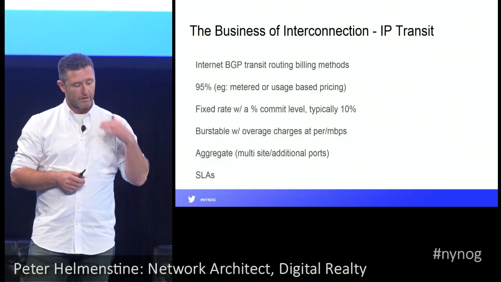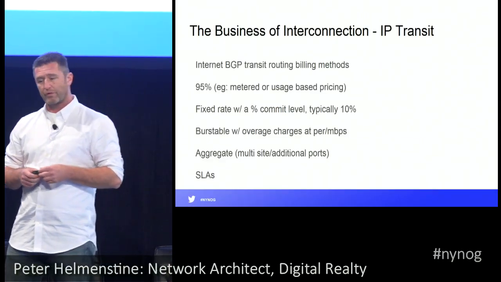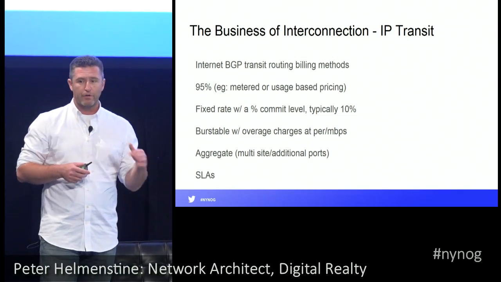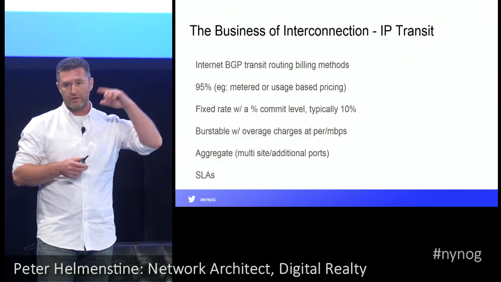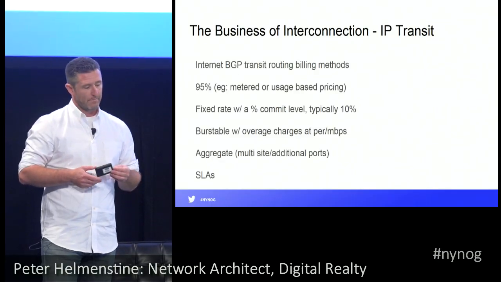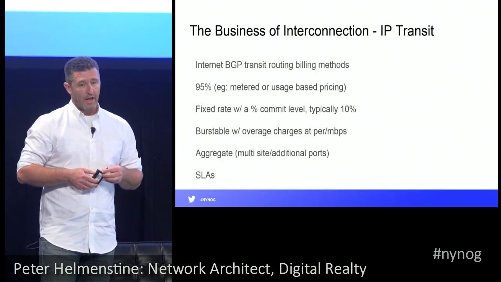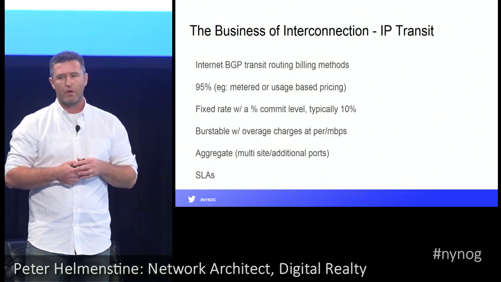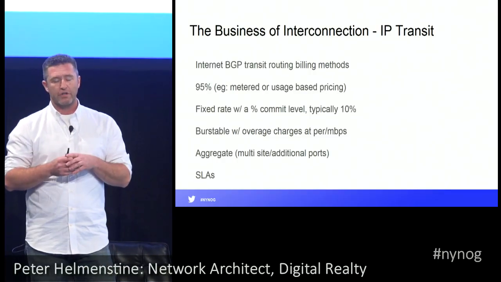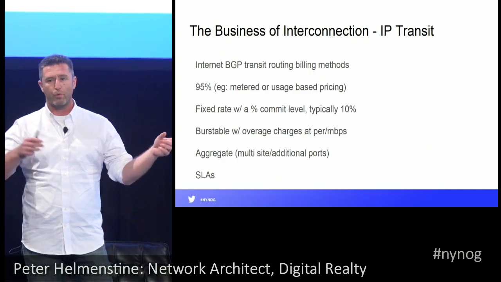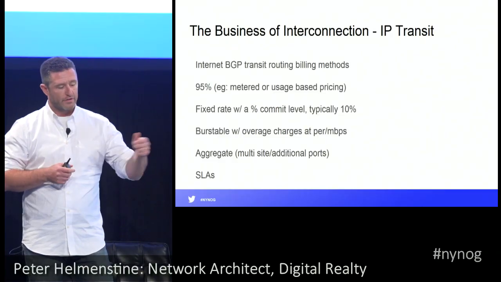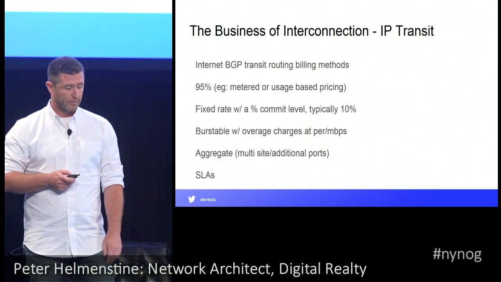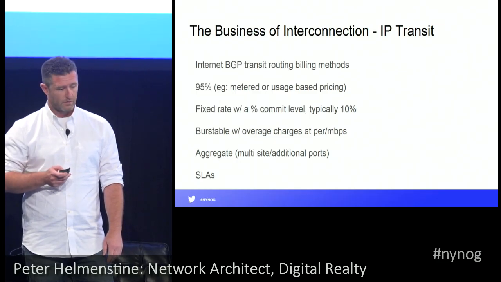So you've got usage, you've got fixed rate, then you have burstable. Say you buy a 1 gig circuit and you commit to 500 megs of that, but if you go over that 500 megs, there are overage charges and you get billed per megabit. Then aggregate: if you have multi-site locations, you're committing to an aggregate usage, even though you might have 5 to 10 different ports. Sometimes the ports are NRC, so there are different ways of dealing with that as well. And then SLAs are something you also have to take into account.